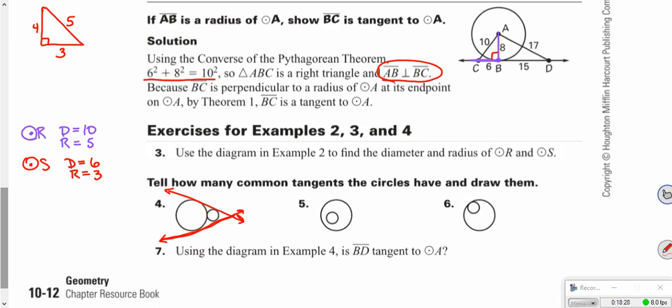And because they touch at one point, I could also have a vertical line through there, and they could touch right there. That would have 3 common tangents. Okay? One on the outside, kind of top and bottom, and then one right down vertically through the one point of tangency that they touch.